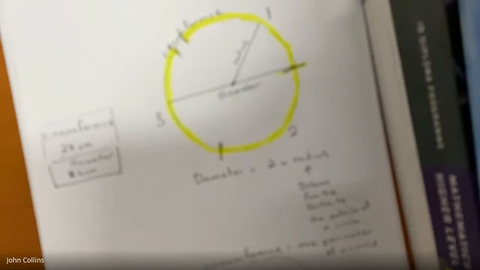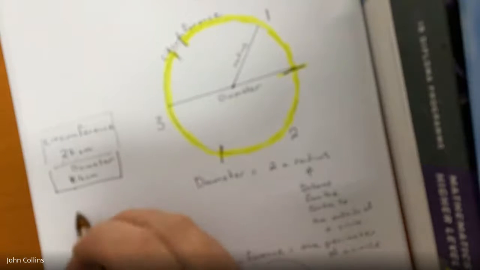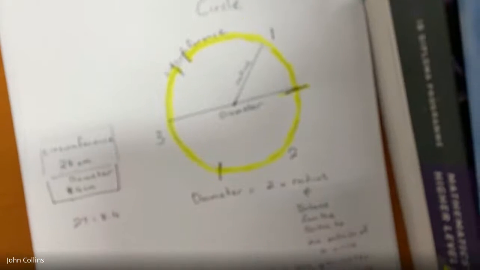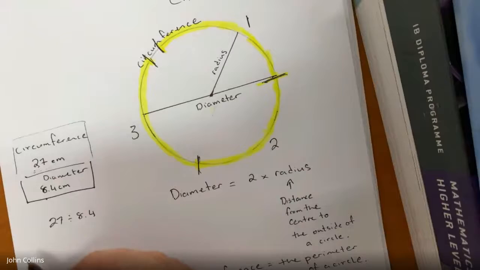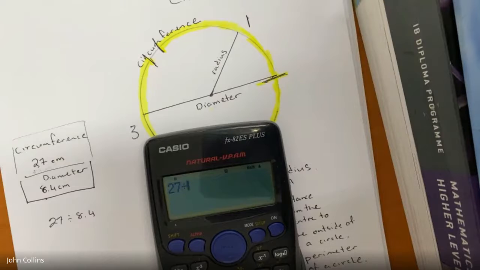So 27 divided by 8.4. That's the same as asking how many of these diameters fit around. Oh, the camera's gone a bit fuzzy. If I do 27 divided by 8.4, I should get pretty close to pi. So I get 3.214. Now, why didn't I get pi?